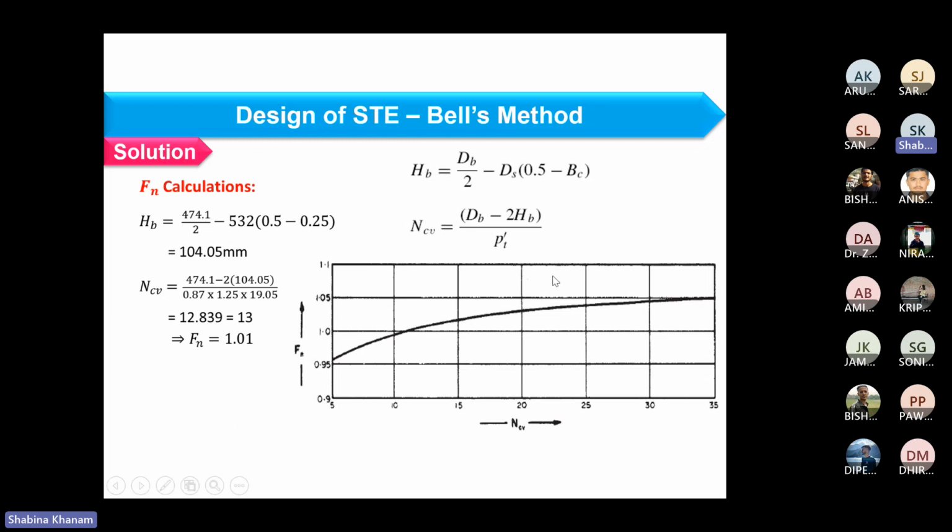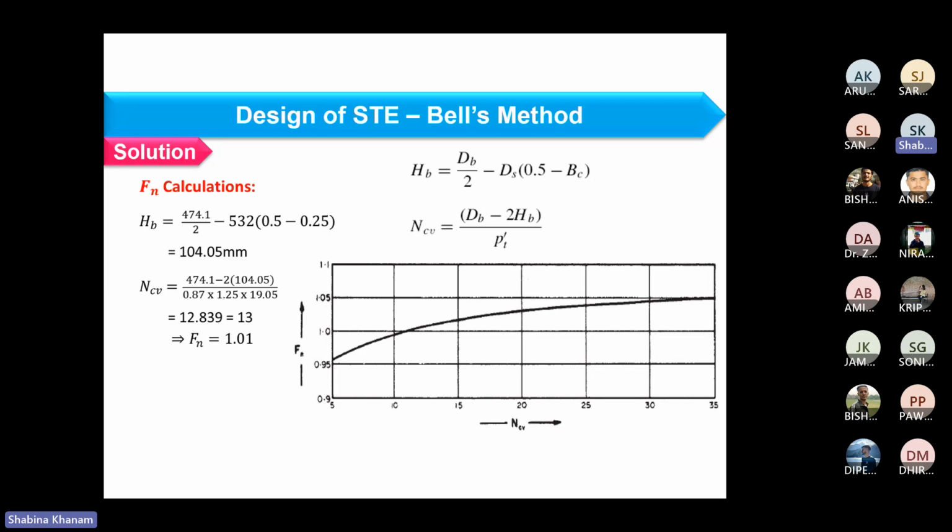And I would like to mention that this PT prime you need to consider, and here the pitch is given as triangular pitch. Okay, so PT prime would be 0.87 into PT. And PT is what? 1.25 D naught. Fine, all that we have discussed before. So PT is 1.25 D naught, and 0.87 because of the triangular pitch. And once you do that, you get NCV as 12.839.